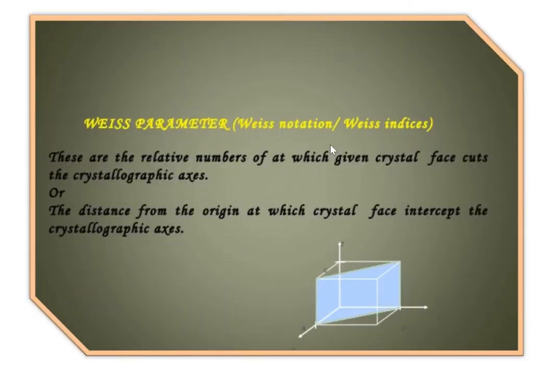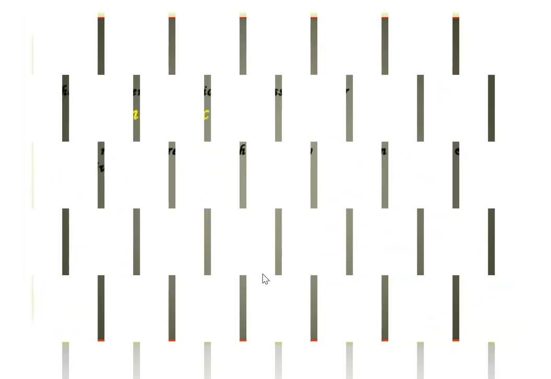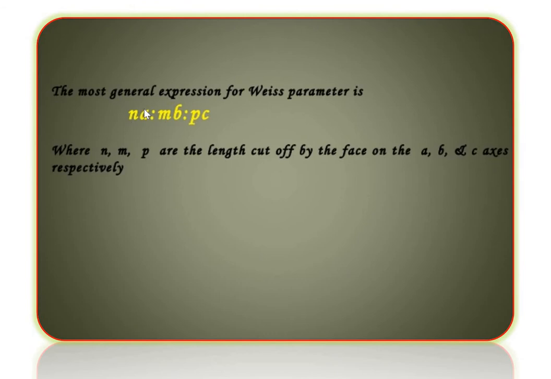Now, first, the introductory part of the Weiss parameter. These are the relative numbers at which a given crystal phase cuts the crystallographic axes, or the distance from the origin at which the crystal phase intercepts the crystallographic axis. The most general expression for Weiss parameter is na : mb : pc, where n, m and p are the lengths cut off by the phase on the a, b and c axes respectively.